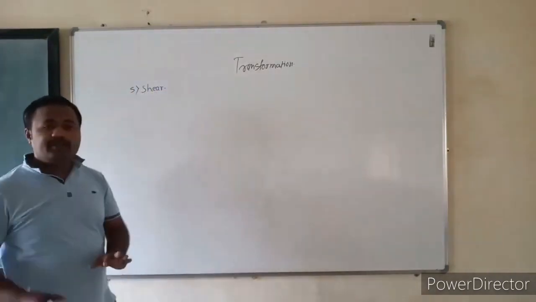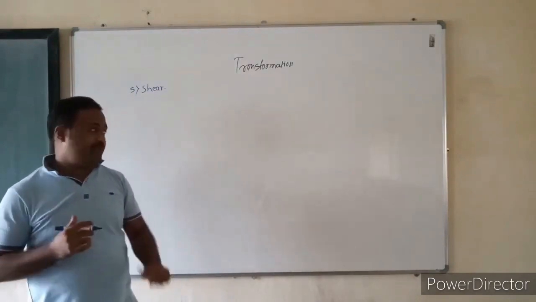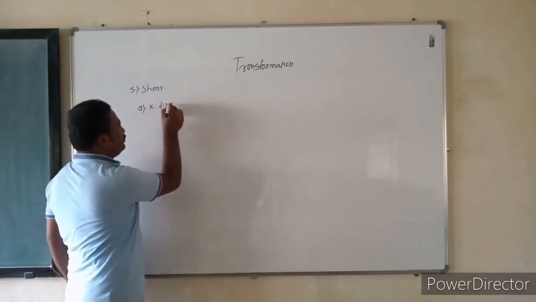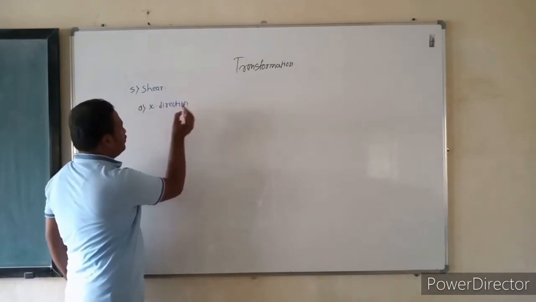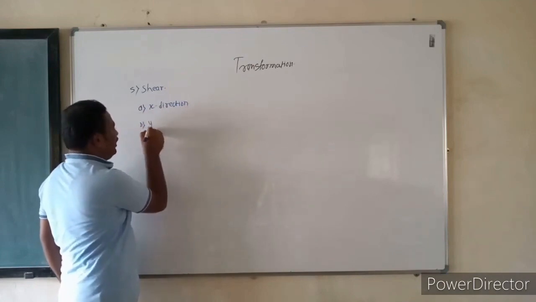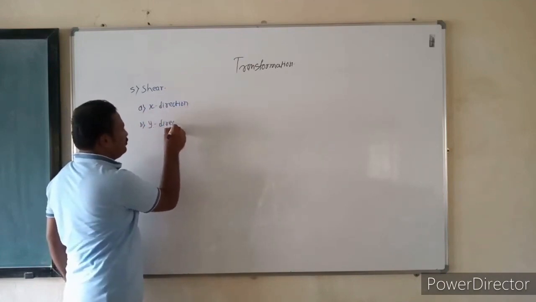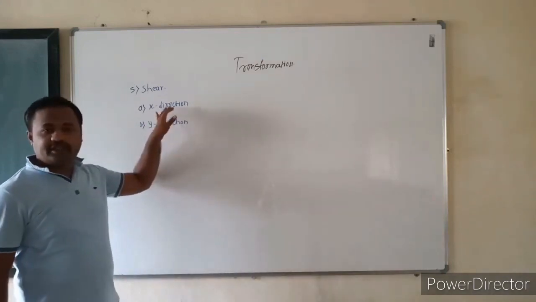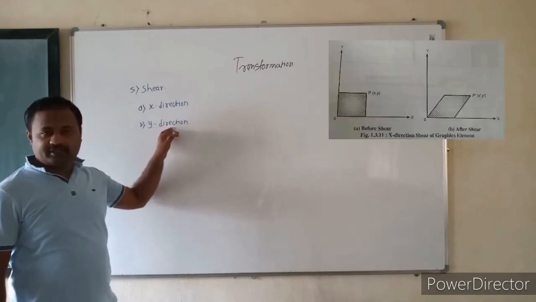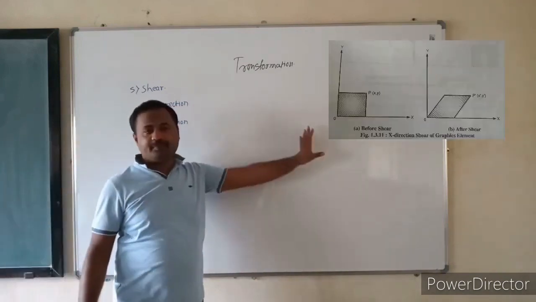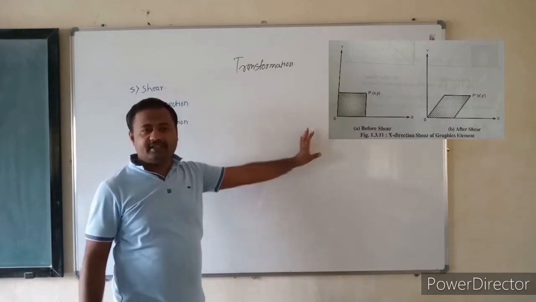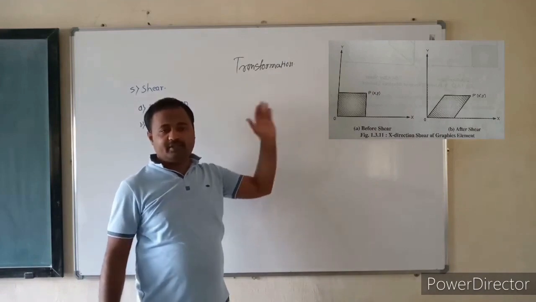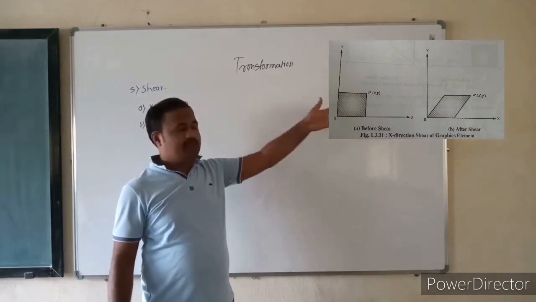Again, in shear there are two types of shear. First one is x direction, second is y direction. First one is x direction shearing, second one is y direction shearing. In the figure here, in x direction shearing, you see the original and the next one is after shearing. Original is before shear, new is after shear.